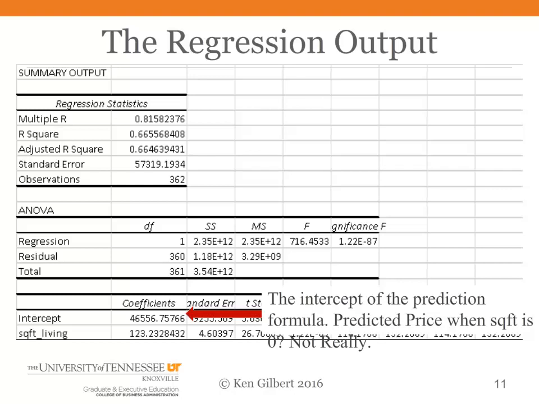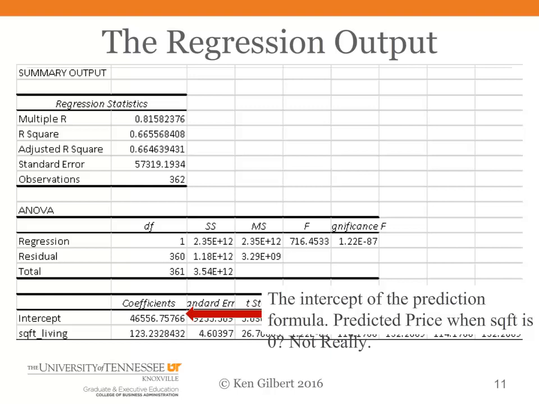The next number that I've highlighted here is under the column called coefficients, and it corresponds to the intercept. The intercept is the constant term in your prediction formula, and that's the number, the prediction you would get if you were to plug a zero into the formula for zero square feet. And you might say, well, is that the price of an empty lot? No, it's not really, because none of our data contained any empty lots. In other words, there were no houses that had a square feet of zero.